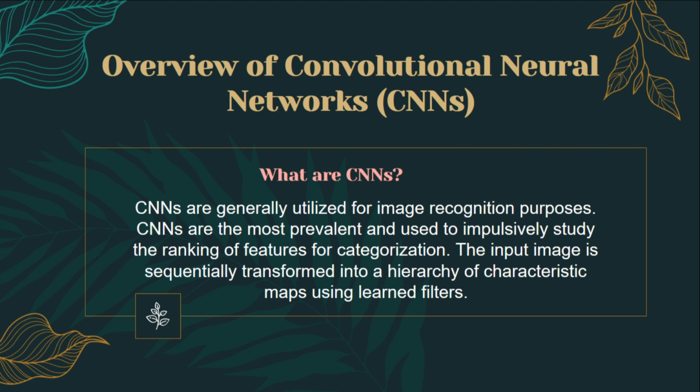So the overview of CNN is that it is generally used for image recognition purposes, and it is very useful in the study of ranking of features for categorization. Whenever we input an image, it will sequentially transform it into a hierarchy of characteristic maps using learned filters. So that's the overview of CNN.